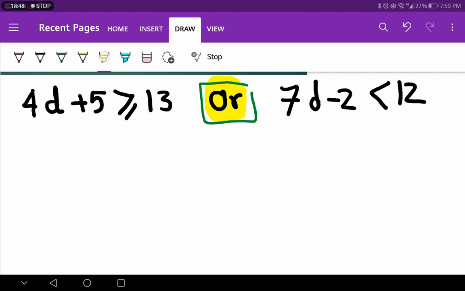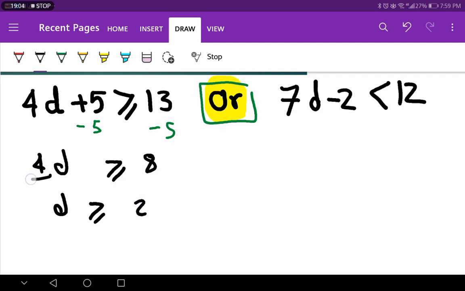Okay, now let us start. Here we work here. It is minus 5, minus 5, 4d greater than or equal to 8, d greater than or equal to 2. Why? Because I divide by 4.